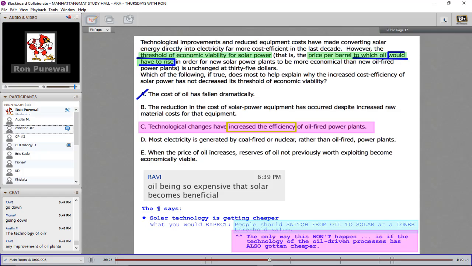As far as choice B, the point is we don't care about the components of that cost. B is saying that solar has become cheaper overall, even though one of the components of that cost has gone up. But we don't care. All we care about is that it's gotten cheaper overall. So this is not a thing. It's still gotten cheaper.